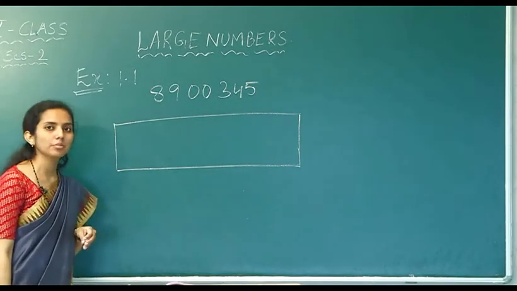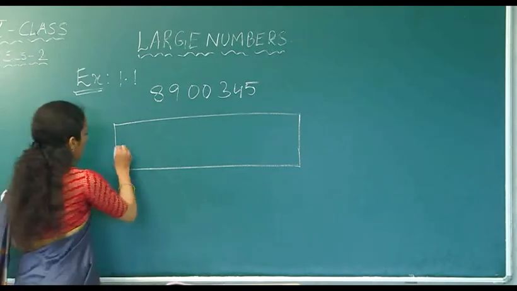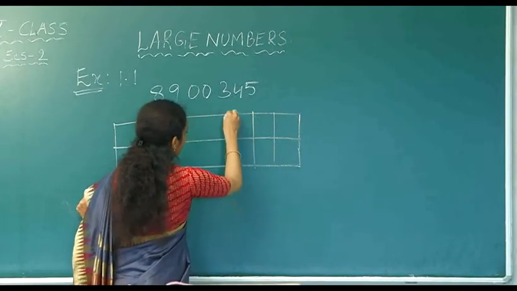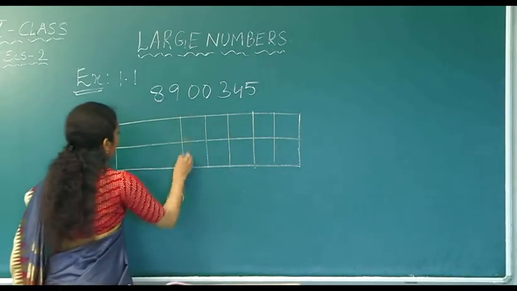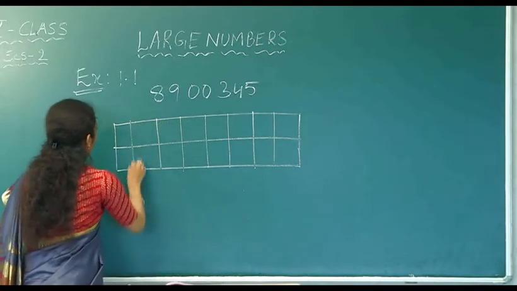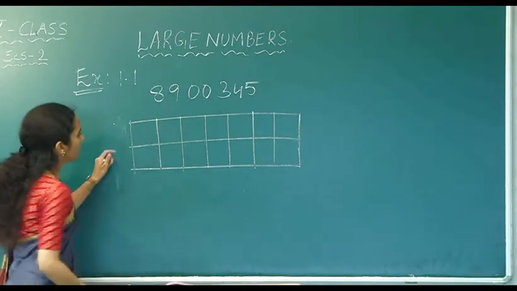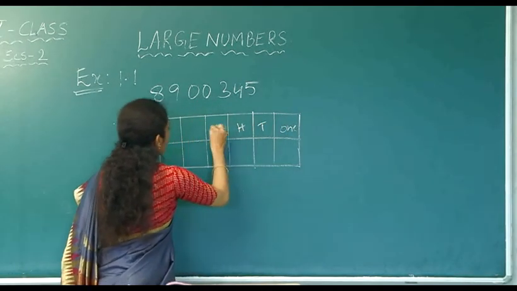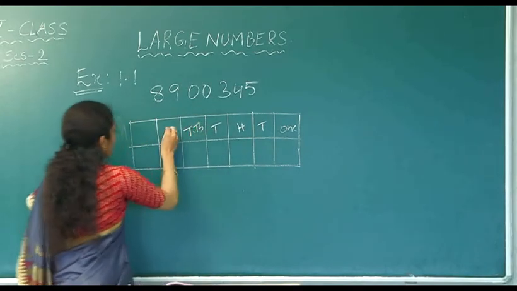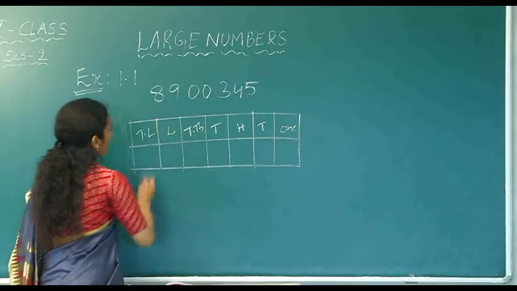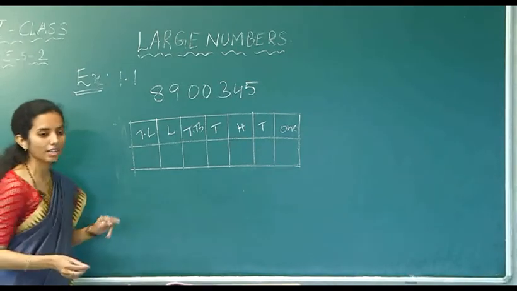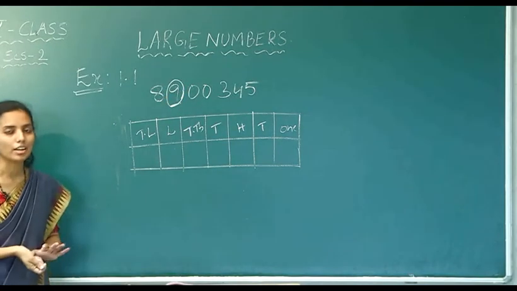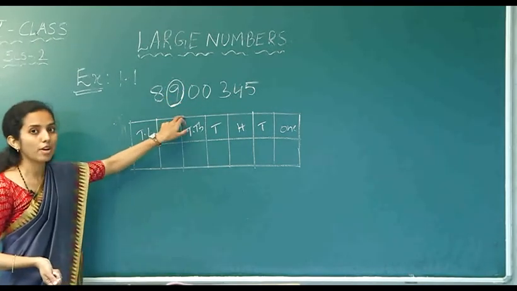That means it is in 10 lakhs. So draw a place value chart for that. Ones, tens, hundreds, thousands, 10,000s, lakhs and 10 lakhs. So in this manner we write it. So what is the number that is highlighted here? 9. 9 number is given in pink color. What is he asking? What is the place value of 9?